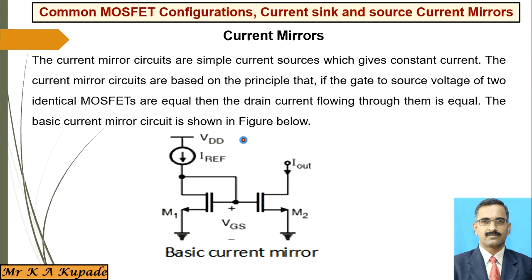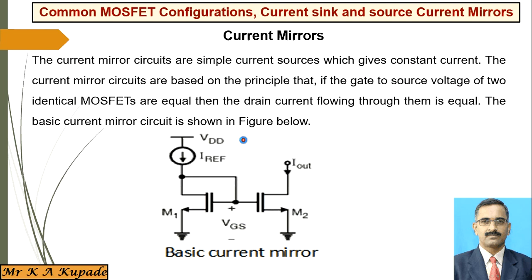Now, what is meant by a current mirror? A current mirror is a simple current source which gives a constant current. This circuit is based on the principle that if the gate to source voltages of two identical MOSFETs are equal, then the drain currents flowing through them are equal, and this circuit is shown in this figure.